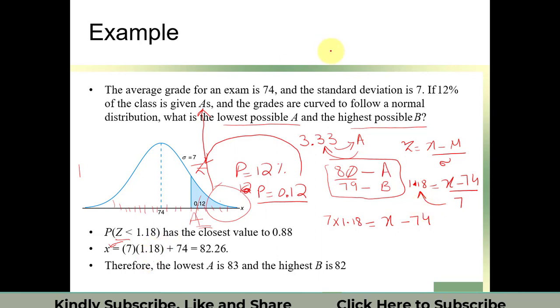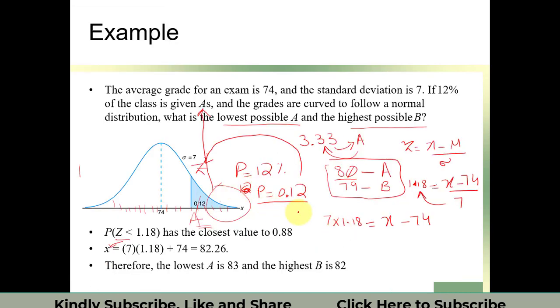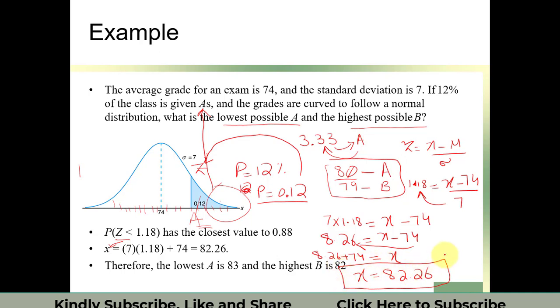Let me calculate it using the calculator. So 7 multiplied by 1.18 will be equal to 8.26. So we will get 8.26 is equal to x minus 74. Take 74 to the left hand side, so it will be 8.26 plus 74, and it is equal to x, and x will be equal to 82.26. So this is the junction point, above which 12% of the students got A grade, and this is the junction point of grade A and grade B.